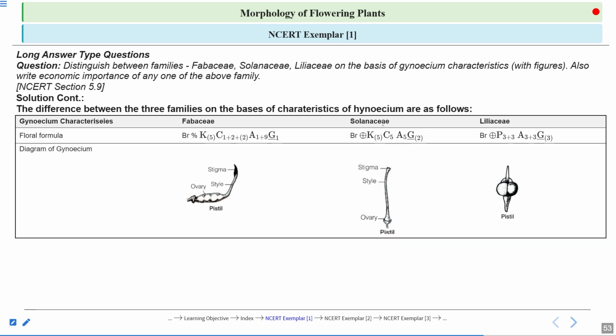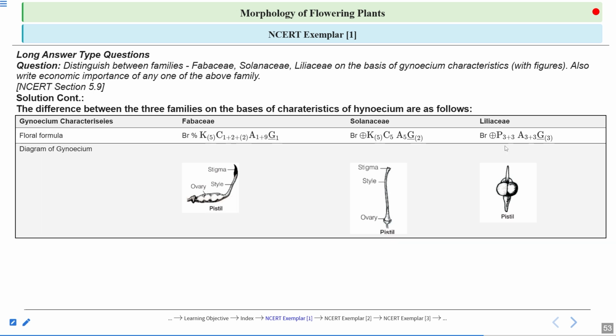In the case of Solanaceae, bracteate, actinomorphic, K5, and all are united. C5, corolla are free, androecium 5 and G2, and they are superior. So this is the diagram of the gynoecium, stigma, style, and ovary.